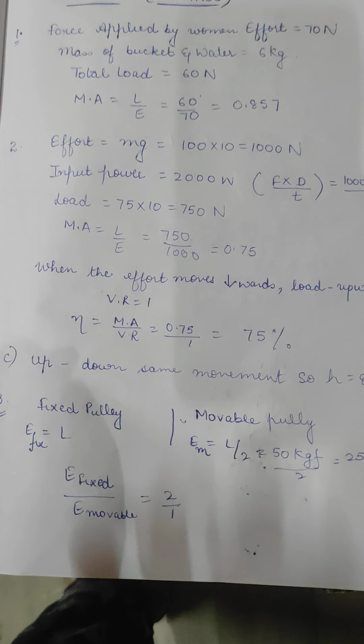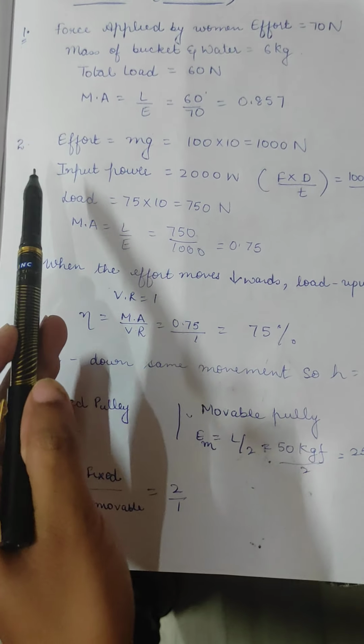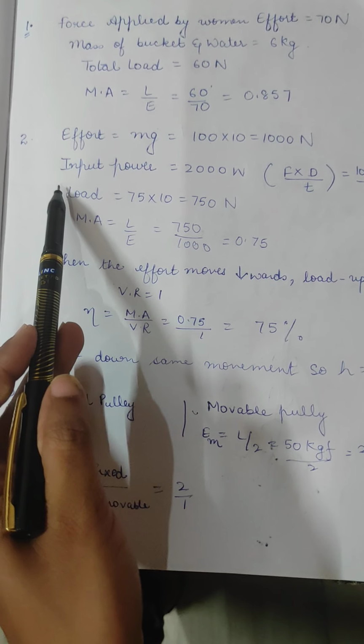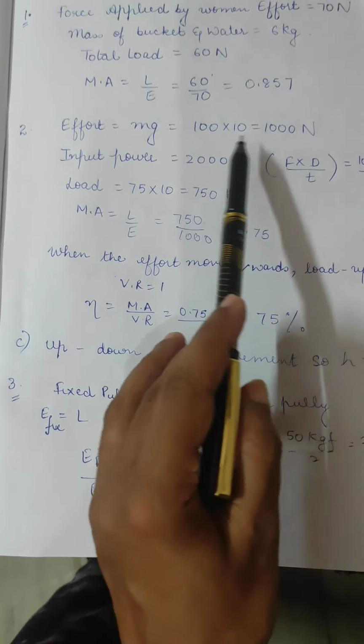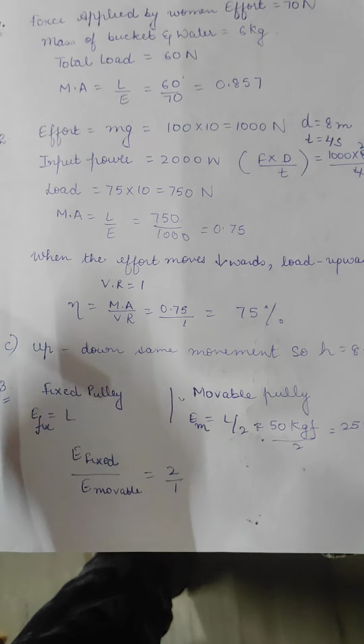Next, now we are having the second part. A fixed pulley is driven by 100 kilogram, again 100 kilogram, falling a distance of 8 meter. The distance is given to you, 8 meter, in a time of 4 seconds. So distance here is 8 meter and time here is 4 seconds. Now they are asking you to calculate the power.